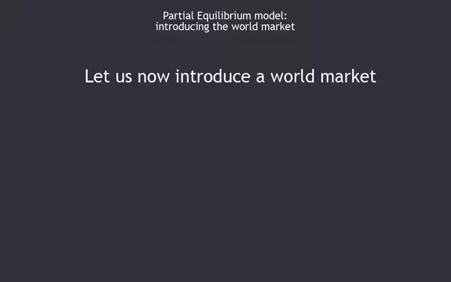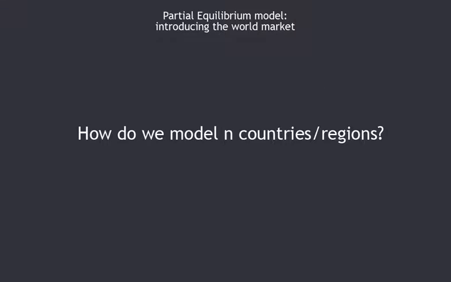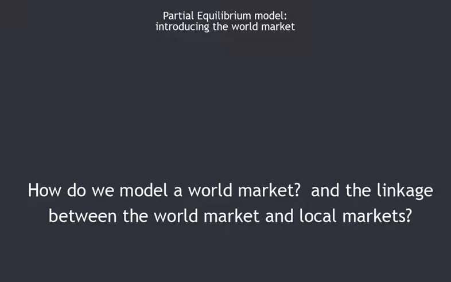First, how do we model n countries or regions? So we will have, of course, the biggest producers of wheat in the world. We will also have the African continent because we are interested in this continent. And so we have to adopt a synthetic way of modeling these n countries or regions. Another question: how do we model a world market and how do we model the linkage between the world market and local markets?